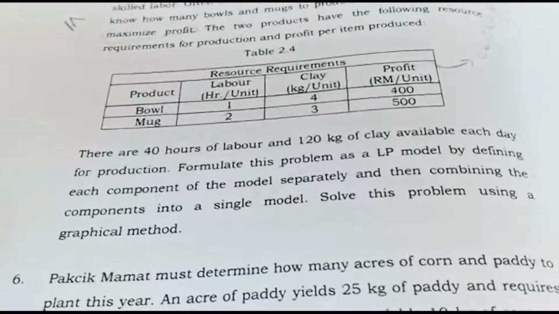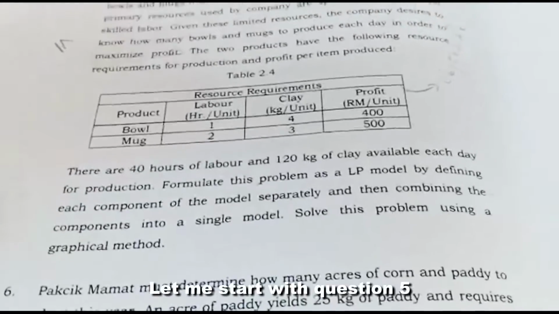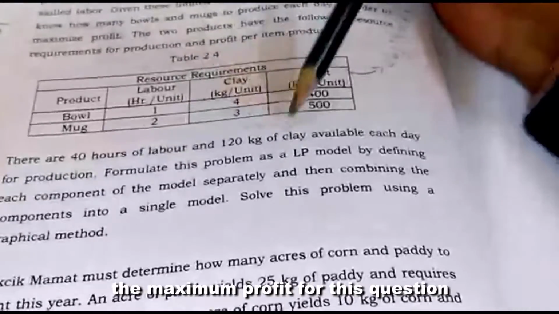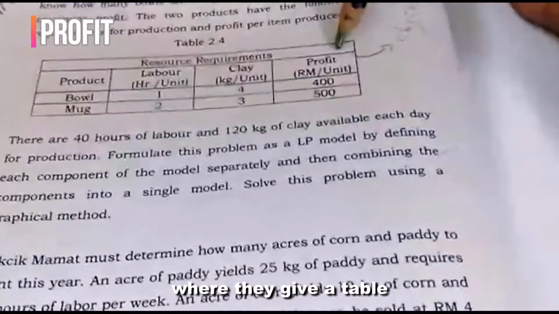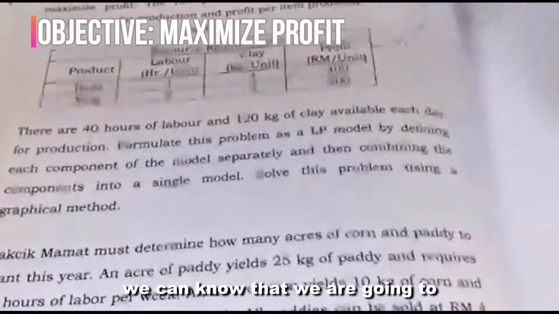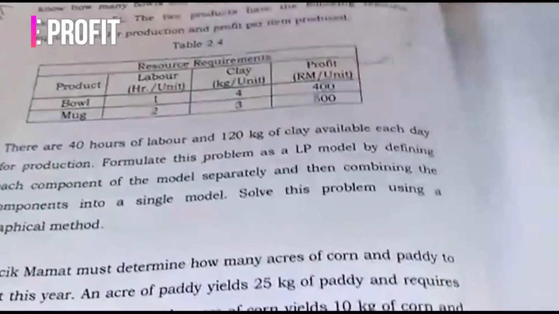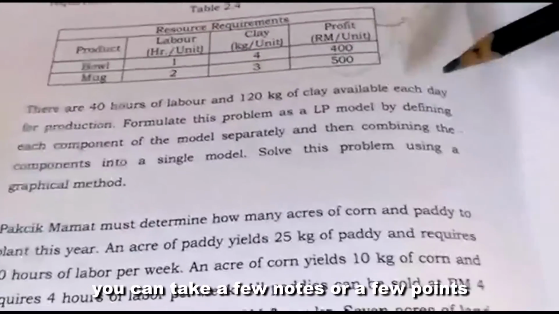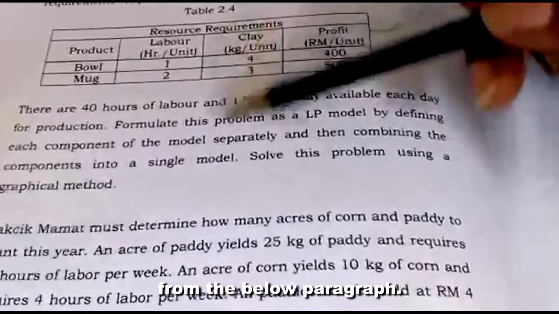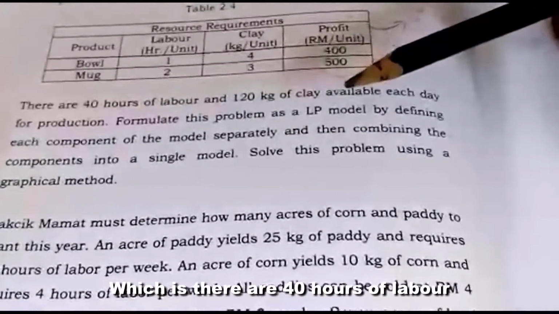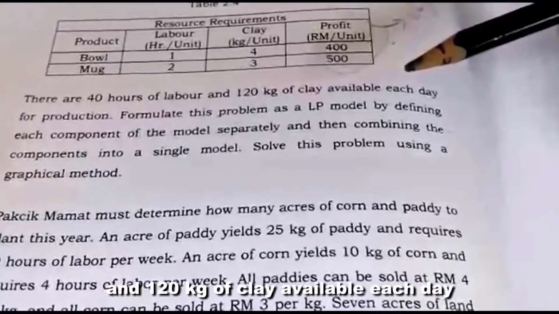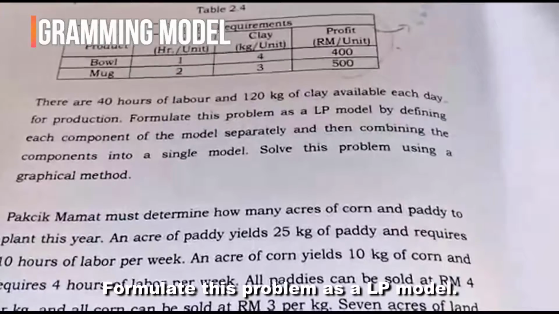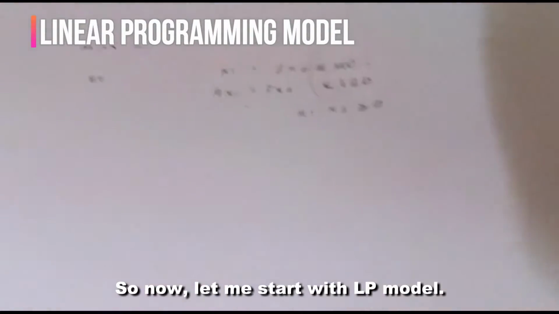Okay, so let me start with question 5, where we're going to calculate the maximum profit. They give a table, and from this table we know we're going to find the maximum profit, and this will be our objective. You can also take a few points from the paragraph below: there are 40 hours of labor and 120 kilograms of clay available each day for production. Formulate this problem as an LP model. So now let me start with the LP model.